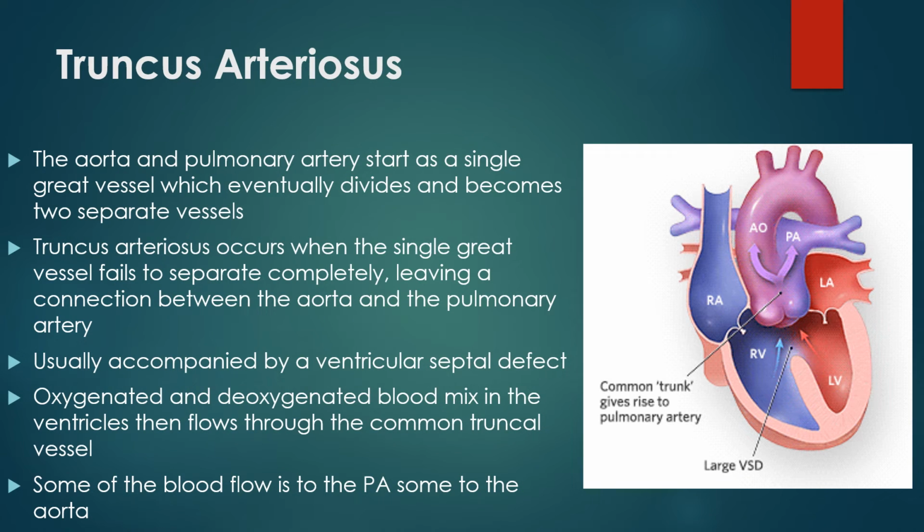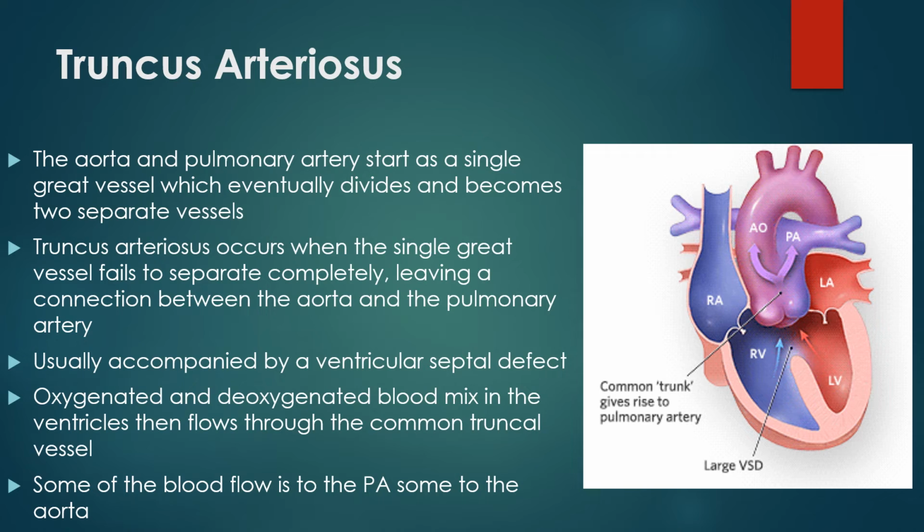So before you start considering a career in a ketamine clinic after suffering through this presentation, let's just get through a couple more very big congenital defects. Truncus arteriosus is a very fascinating problem. The aorta and pulmonary artery start out as a single great vessel, which eventually divides and becomes two separate vessels. So the truncus arteriosus occurs when the single great vessel fails to separate completely like it's supposed to do in the embryo, leaving a connection between the aorta and the pulmonary artery.